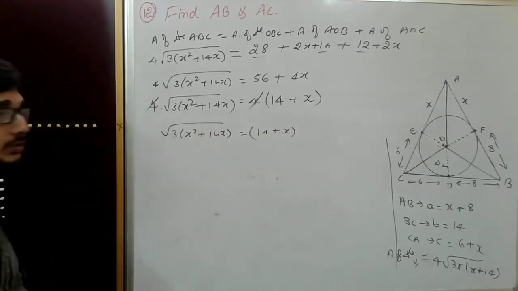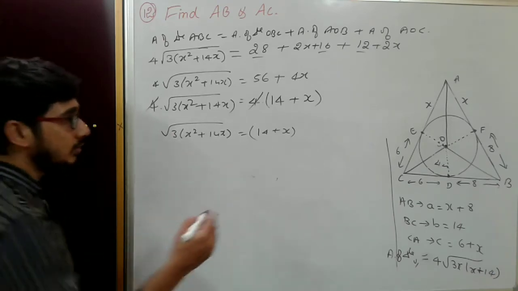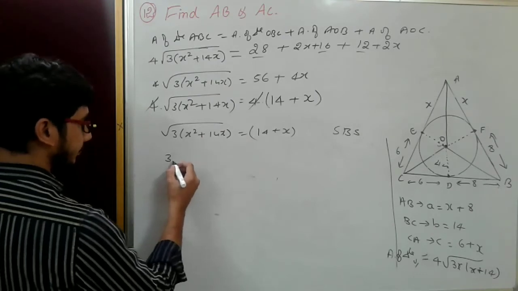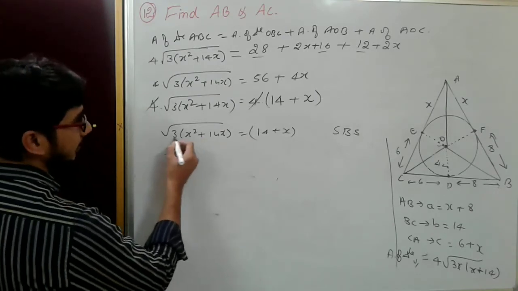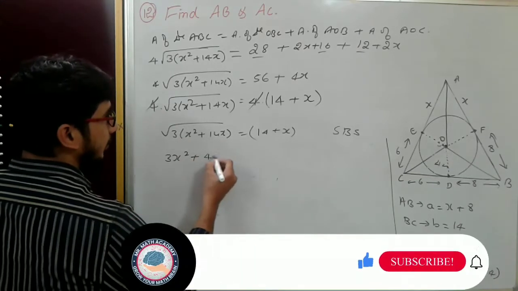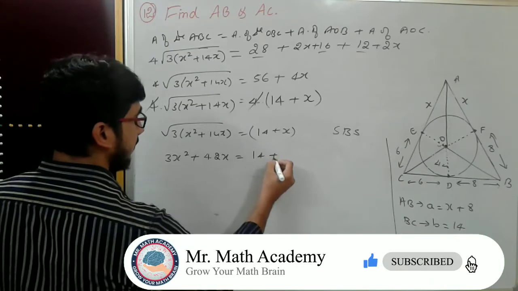Now I have to remove this square root. So to remove the square root, I will take square root on both sides. What will happen? I'll multiply 3 into x square, 3x square plus 14 3s are 42x, which is equal to 14 plus x.